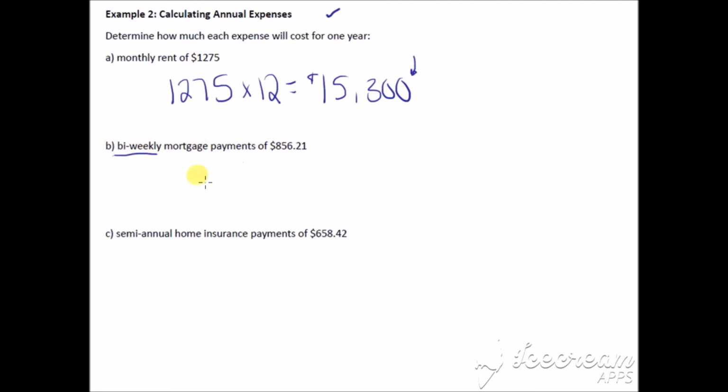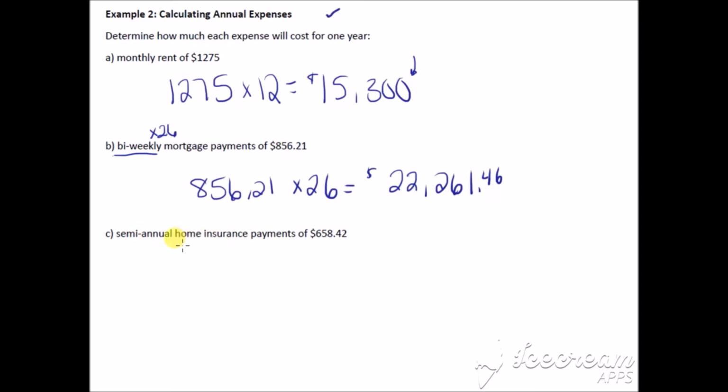Okay, biweekly mortgage payments of $856. So biweekly, that's very similar to how a lot of us get paid. It's 26 times a year. So what we're going to do is multiply 856.21 times 26. Okay, so the mortgage payments are going to add up to $22,261.46.